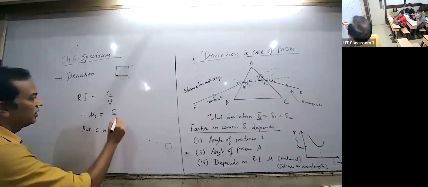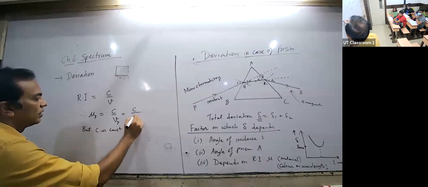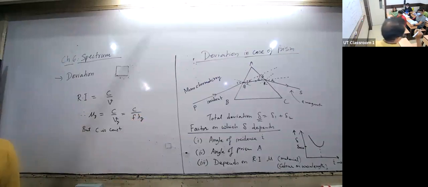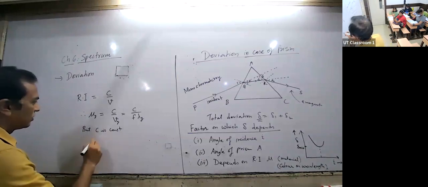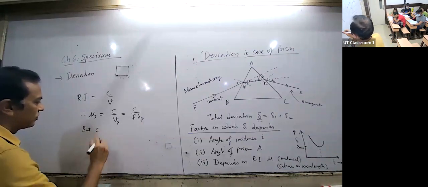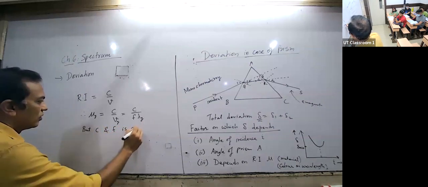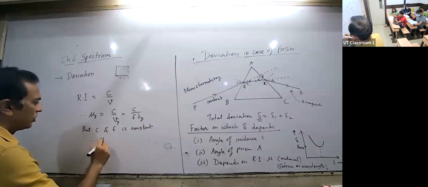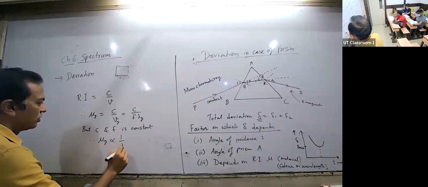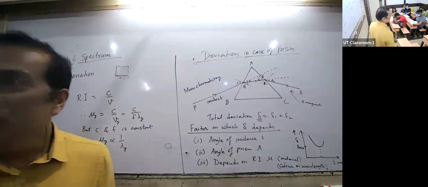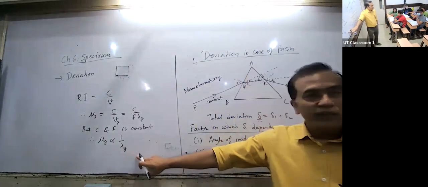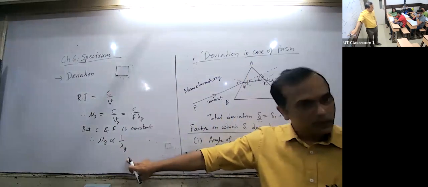Let me write it over here: C by f times lambda. Frequency also is constant, so C is constant and frequency is constant. Is frequency constant? Yes, sir. Therefore, mu G is inversely proportional to the wavelength of light in the medium. Clear? So if the wavelength decreases, the refractive index increases.